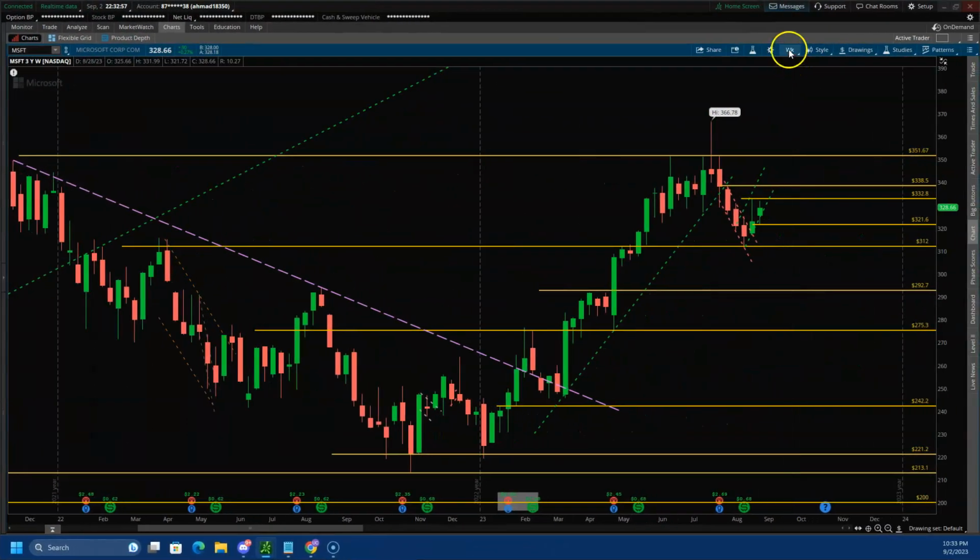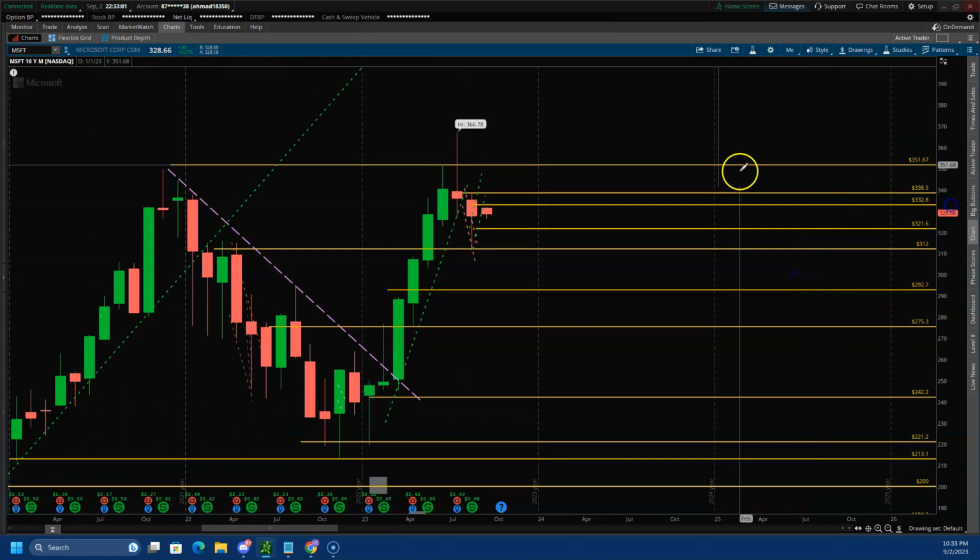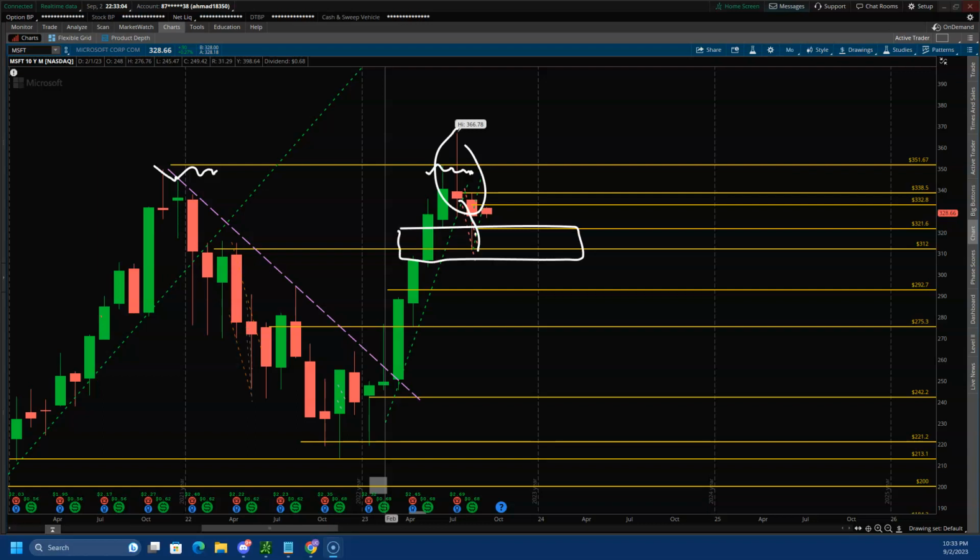Okay, Microsoft. So check out a monthly view. Again, nice monthly view, of course. But again, it got rejected from its sort of all-time high at 351 and above, 350 and above. Topped quick, moved back down. But again, very nice FVG play. If anybody got long in this area right here, under 320, towards 312, got a nice bounce from there.